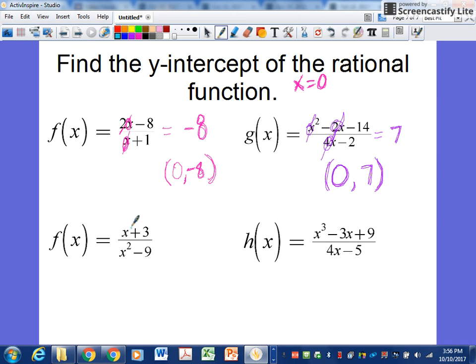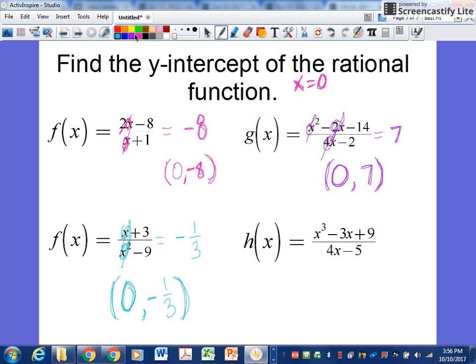Okay, moving on down here to the other f. We plug in 0 for x. That's gone, that's gone. 3 divided by -9 reduces to -1/3. So this one crosses your y-axis at the point (0, -1/3).